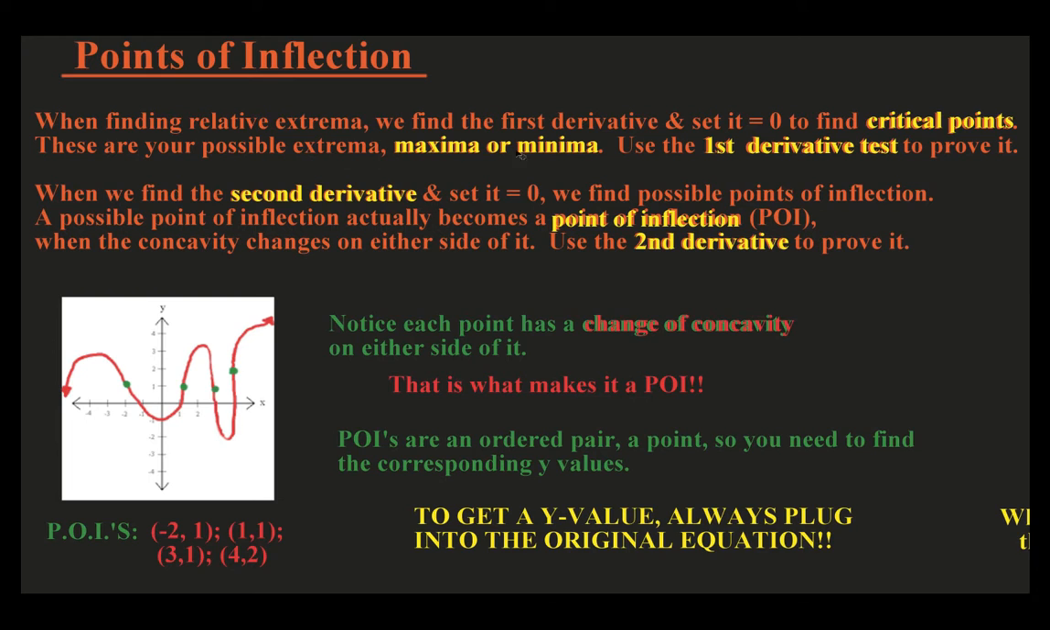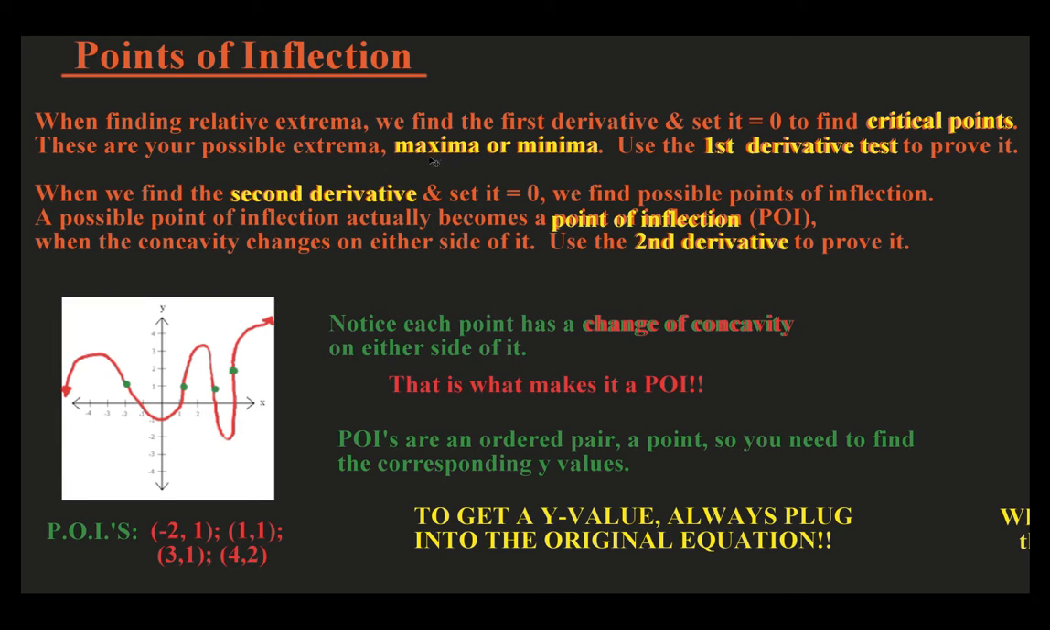The extreme, max, min. We use the first derivative test to prove it because the first derivative test tells us about the slope of the tangent lines. And we plug in the test points and do all that. And if it's increasing, decreasing, it's a max. Decreasing, increasing is a min. All right? That should be a brief review on the first derivative test.